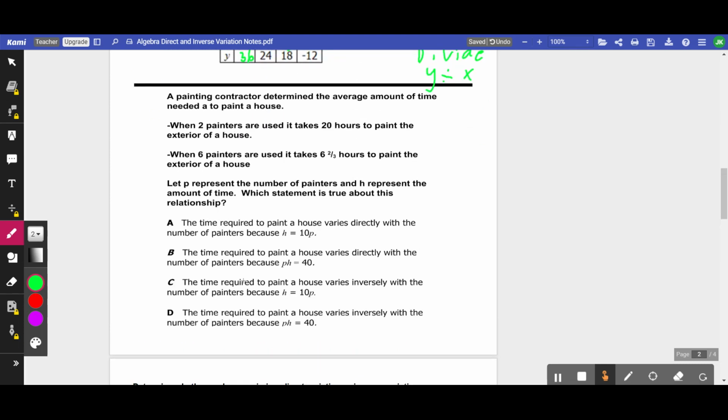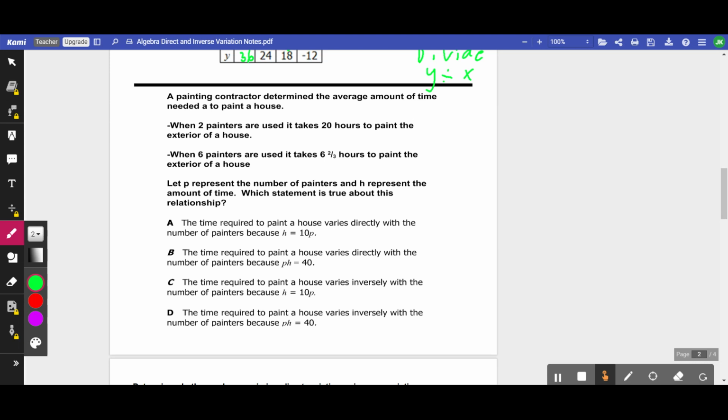For the next one here, it says the painting contractor determines the average amount of time needed to paint a house. When 2 painters are used, it takes 20 hours to paint the exterior of a house. When 6 painters are used, it takes 6 2/3 hours to paint the exterior of the house. Let P represent the number of painters and H represent the amount of time. Which statement's true about this relationship?